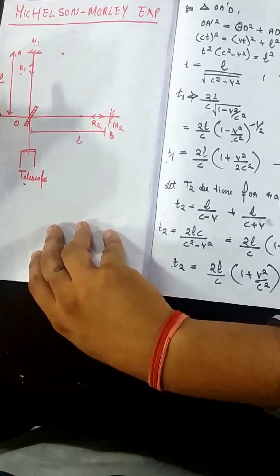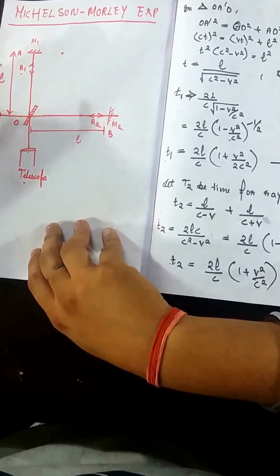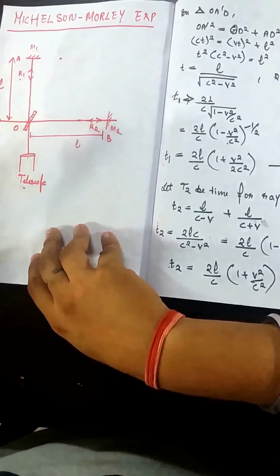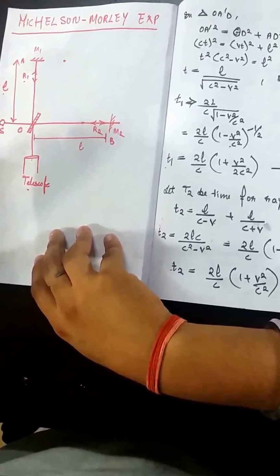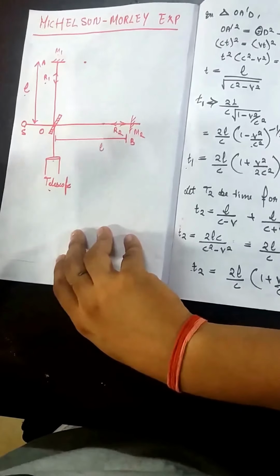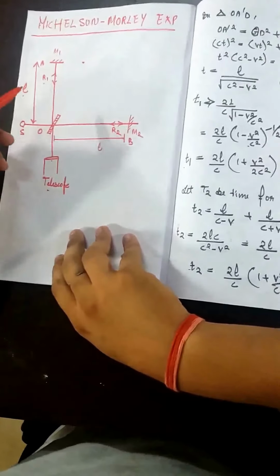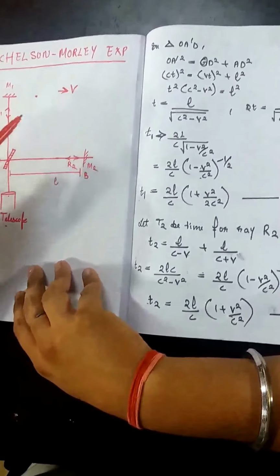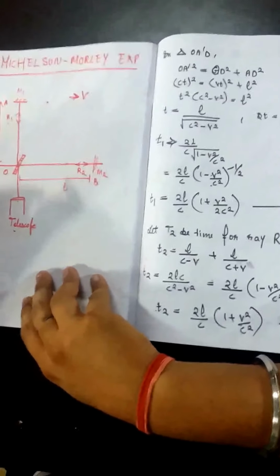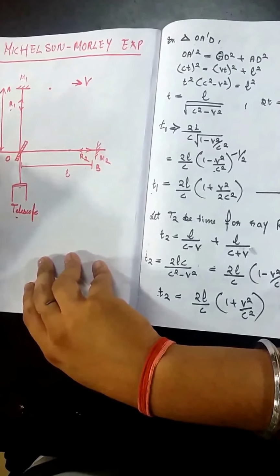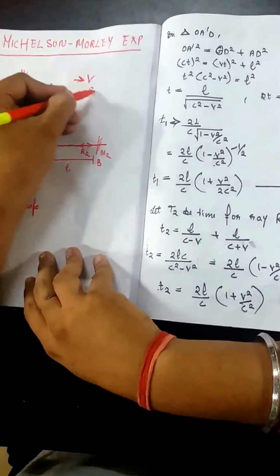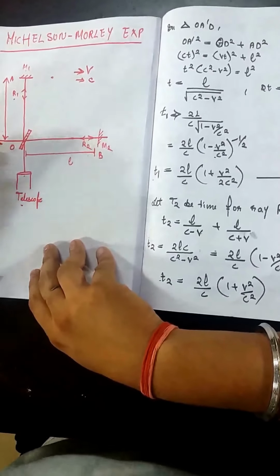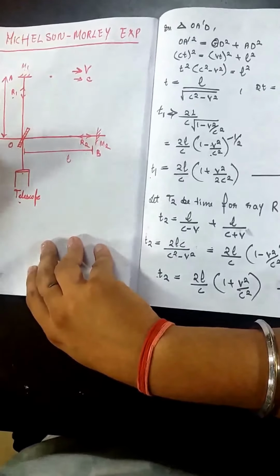Now as we know, the earth is rotating around the sun with a certain velocity, and our setup will also be moving. So there will actually be a relative velocity between the ether medium, that is space, and the earth. Let the relative velocity between the ether and the earth be v. Now let the speed of light be c, and it is parallel to velocity v because our source should be kept such that its beam is parallel to velocity v.